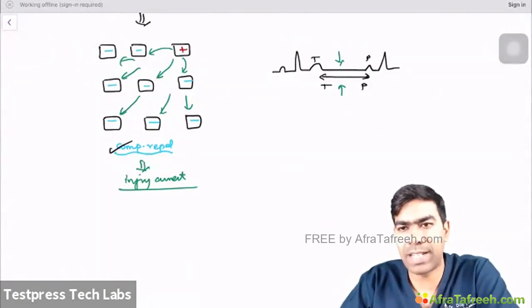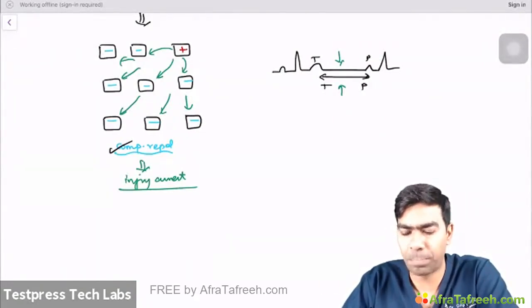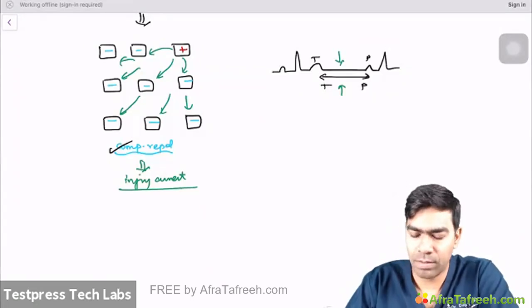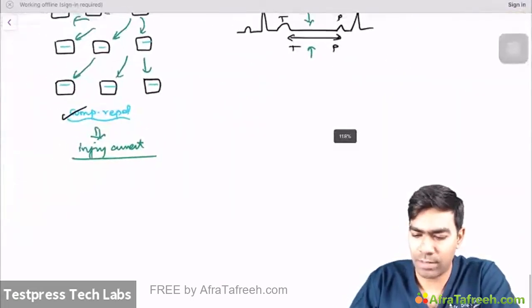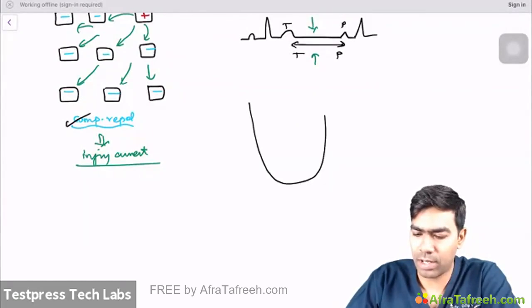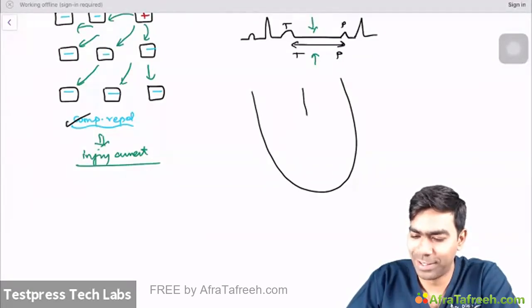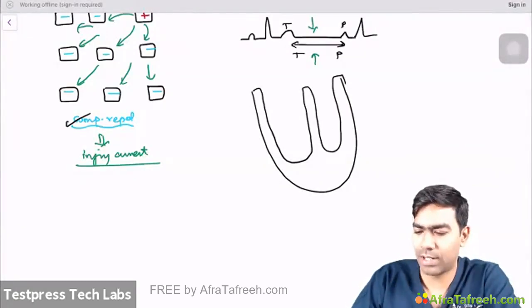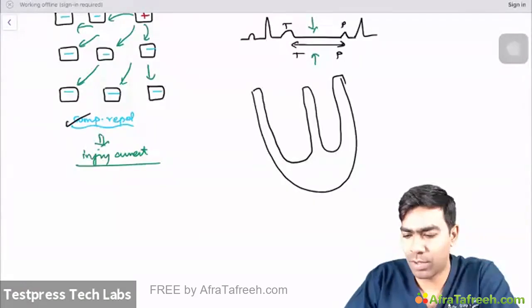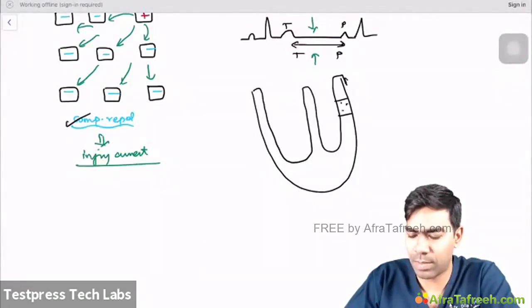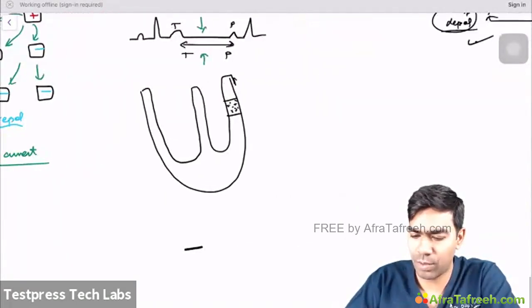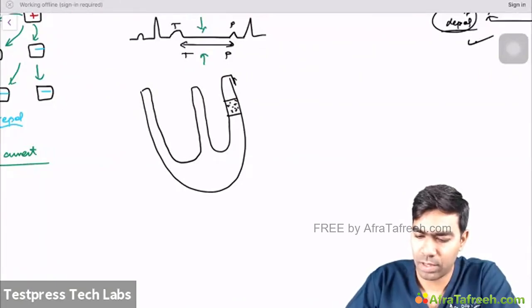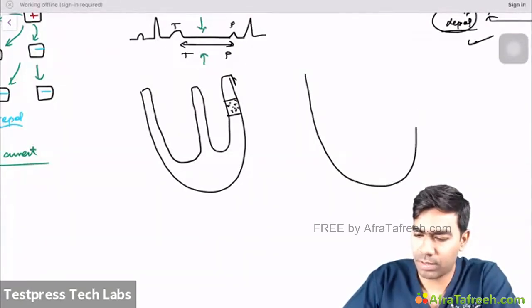So the TP segment can be elevated or can be depressed, right? As simple as that. So what really happens? Let us take two conditions here. So you take the heart. Let me take two conditions here. One is, I'm going to talk about a transmural ischemia, first condition. And the second condition is where I'm going to discuss subendocardial ischemia.